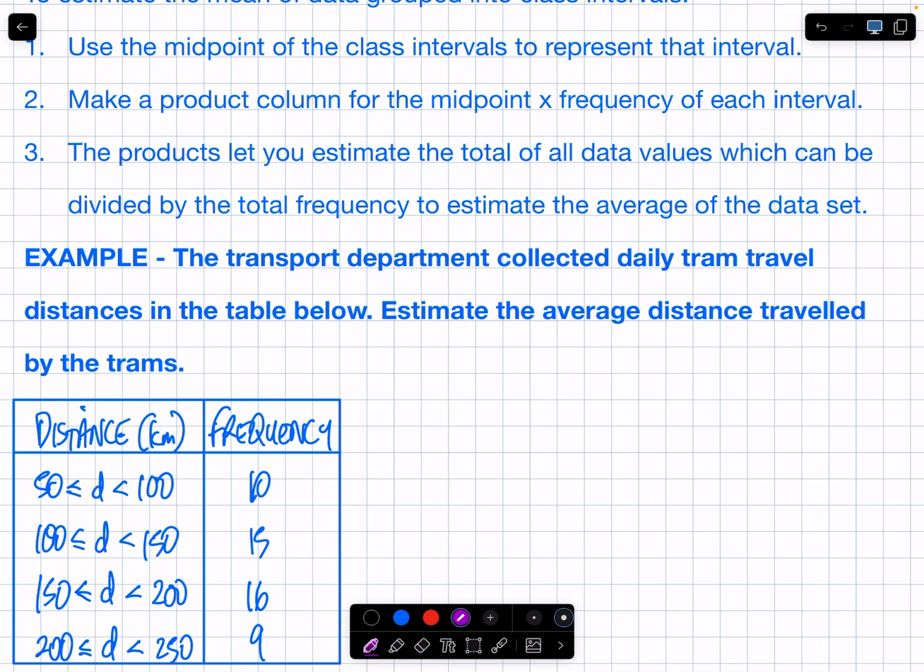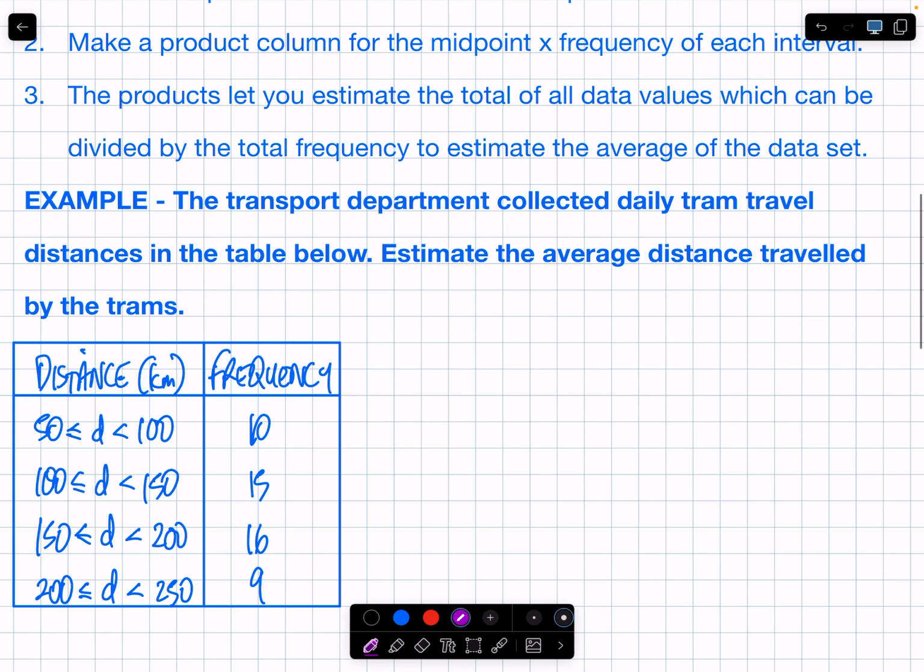Let's do the example so I can have a little chat with you about the little vote that I'd like to run. The transport department collected daily tram travel distances in the table. Estimate the average distance travelled by the trams. We notice that the data is in class intervals, so I'm never going to get the actual average distance. I'm going to get an estimate of it.